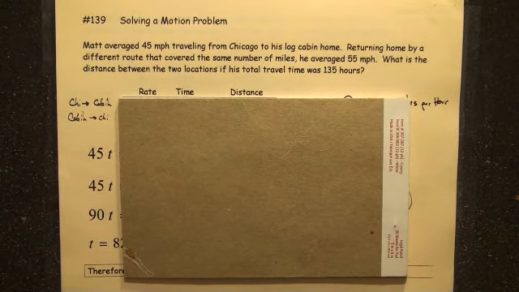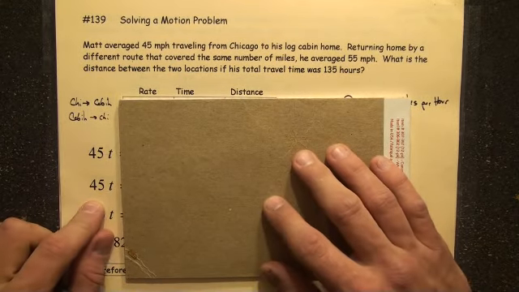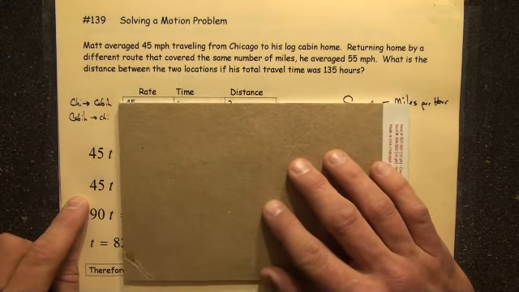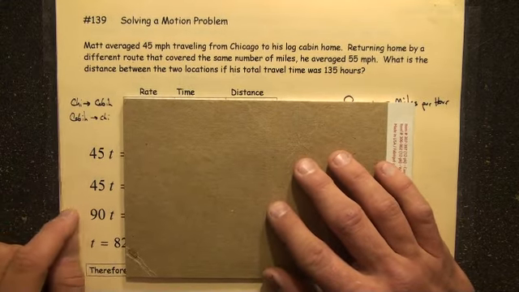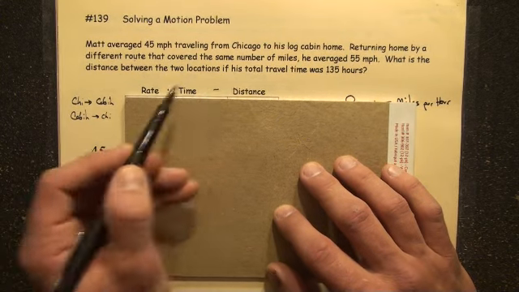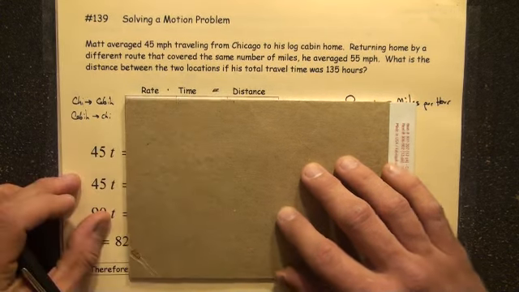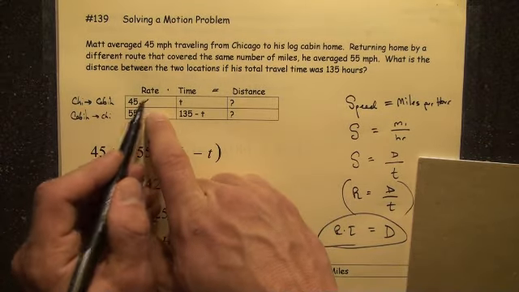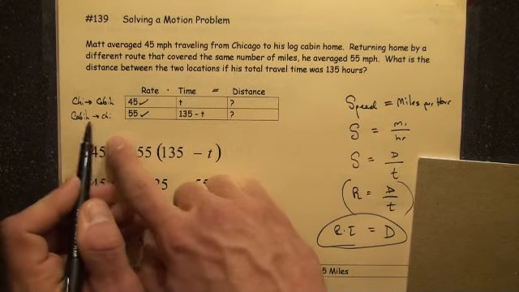Okay, so what we do is we make a table. We're going to fill in the blanks here, but you go ahead and make a 2 by 3 table, 2 rows by 3 columns. Rate times time equals distance. All right, we're eventually going to do that. And we label 1 as Chicago to the cabin. Well, what do we know about that? We know the speed is 45. We know the return trip was 55.